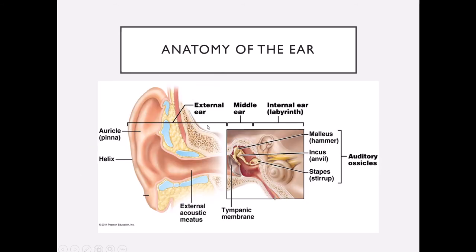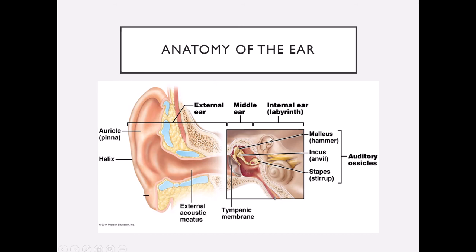Here again, external ear. Here you can see the auricle, or the pinna. The external acoustic meatus leads to the eardrum, or tympanic membrane, that separates the external ear from the middle ear. The middle ear houses our three auditory ossicles, the malleus, the incus, and the stapes. The stapes connects to the oval window, which is the entrance into the internal ear, the inner ear, or the labyrinth as it's sometimes known.